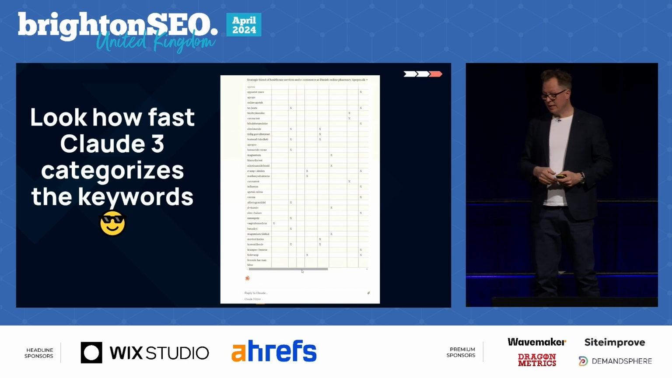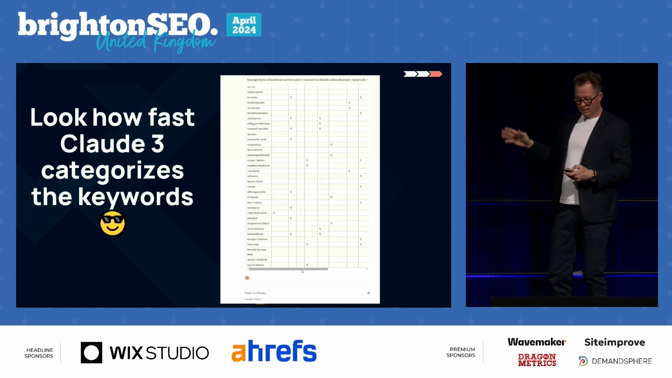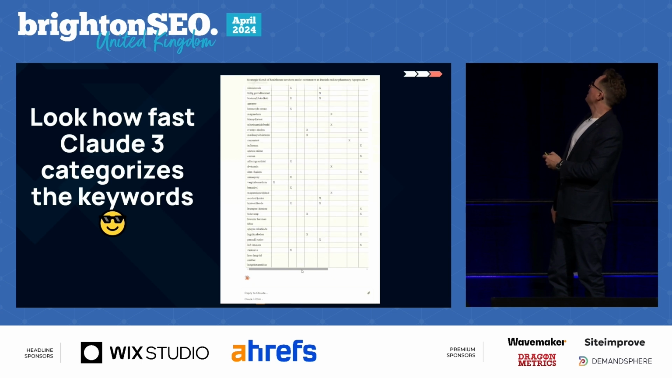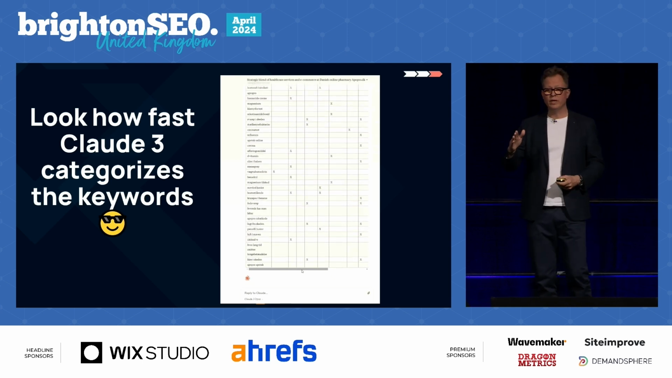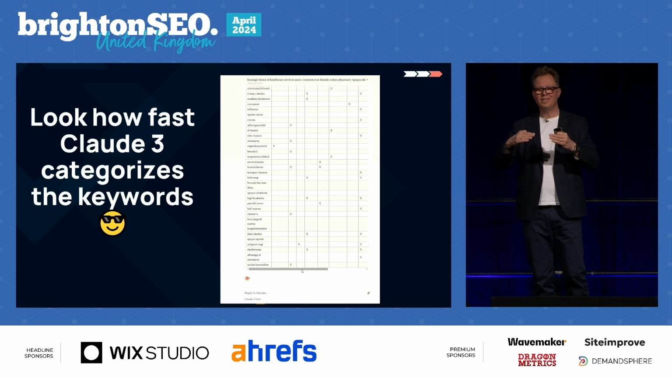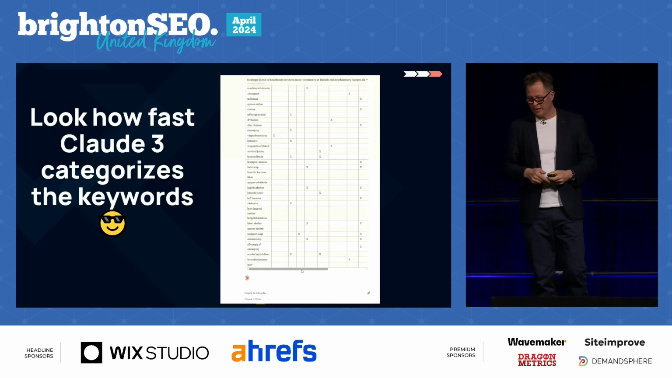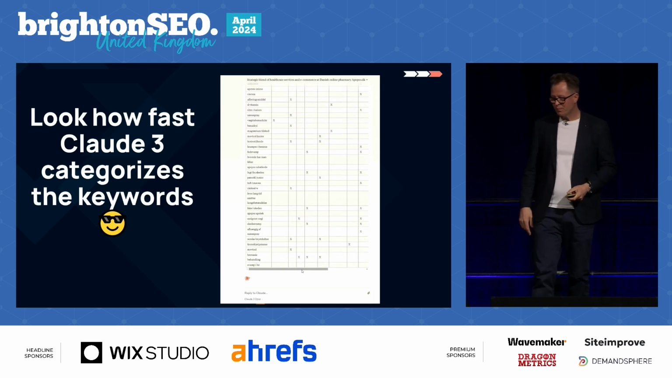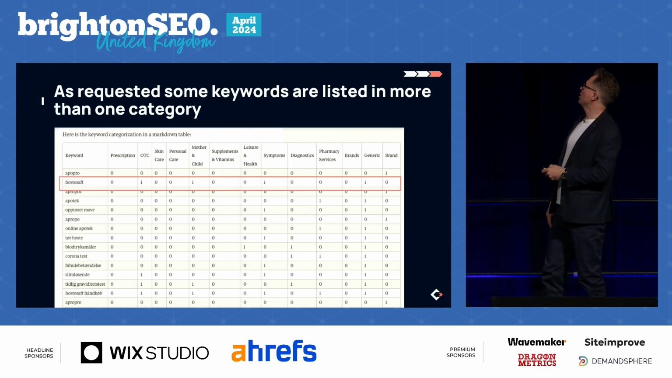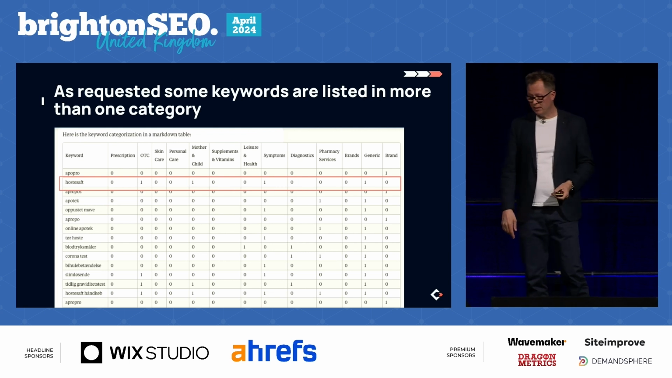What you're seeing here is, on the left, all the different keywords, and every column here is a category. Every time there's a fit between the keyword and the category, it marks it with an X. As we saw before, my cough medicine, it has marked it with a 1 in all the categories where it makes sense.